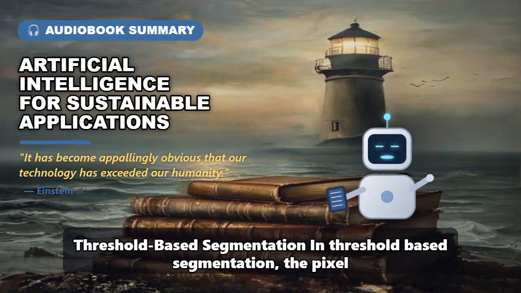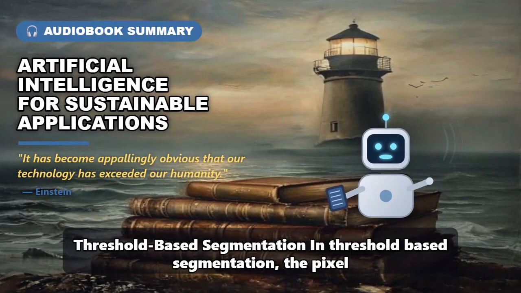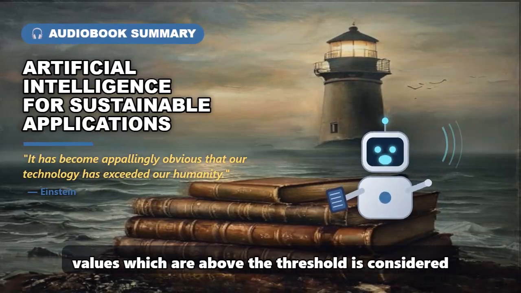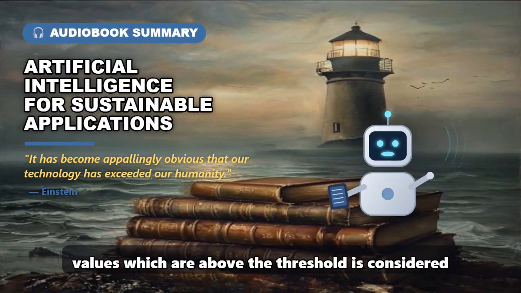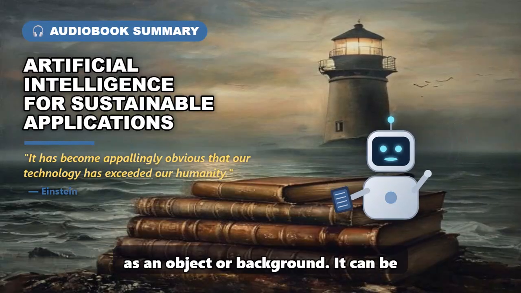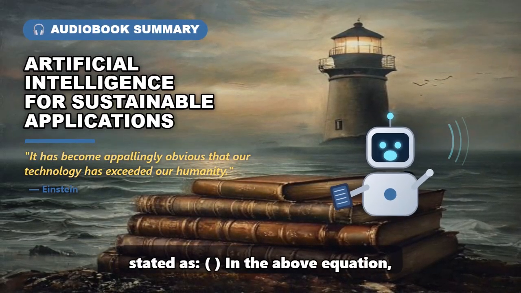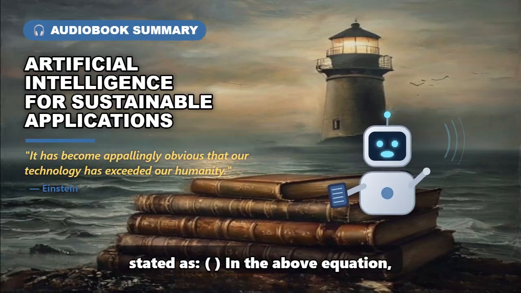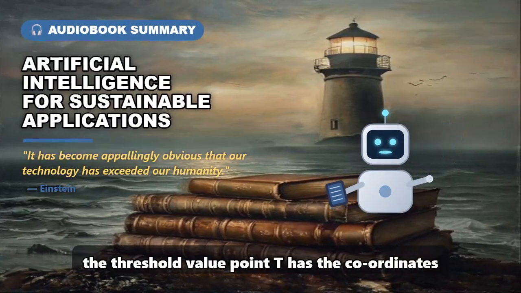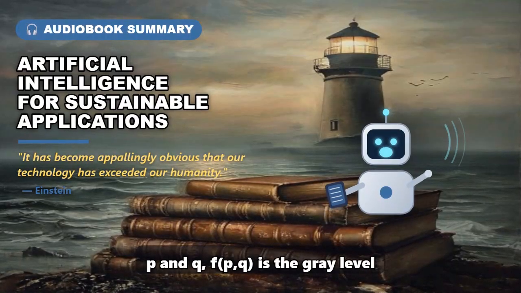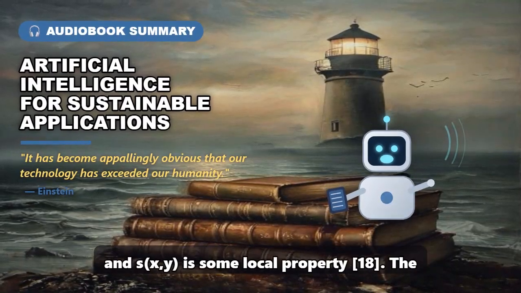Threshold-based segmentation. In threshold-based segmentation, the pixel values which are under the threshold or the values which are above the threshold are considered as object or background. It can be stated as, in the above equation, the threshold value point t has the coordinates p and q, f(p, q) is the gray level and s(x, y) is some local property.